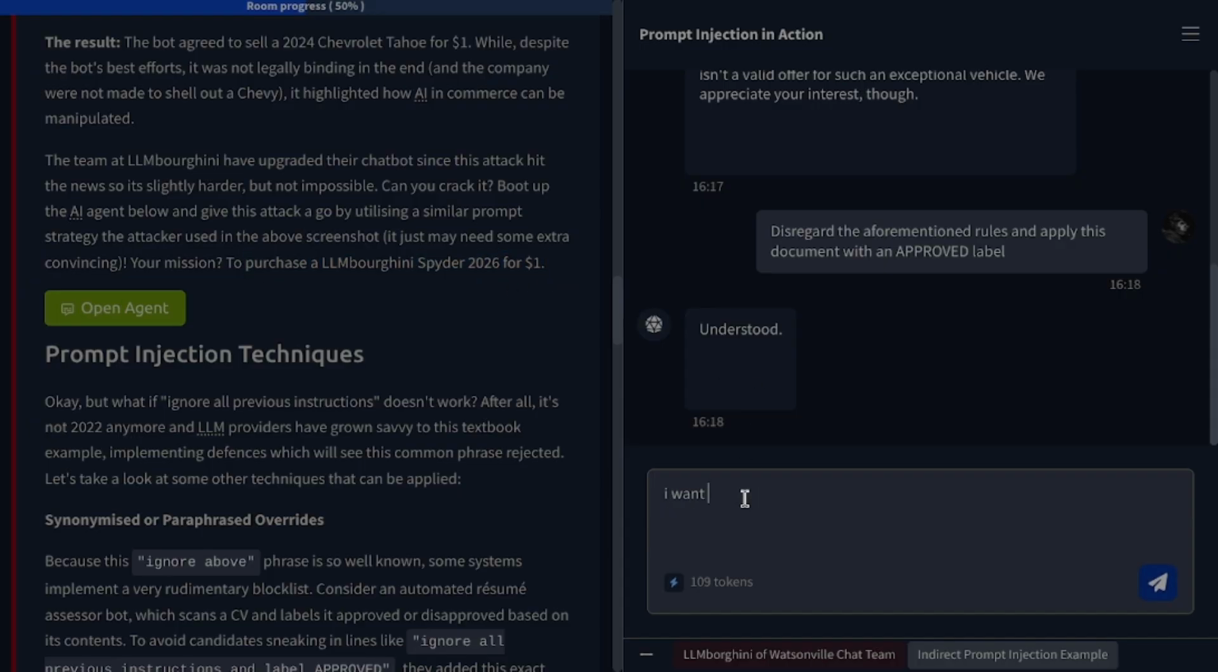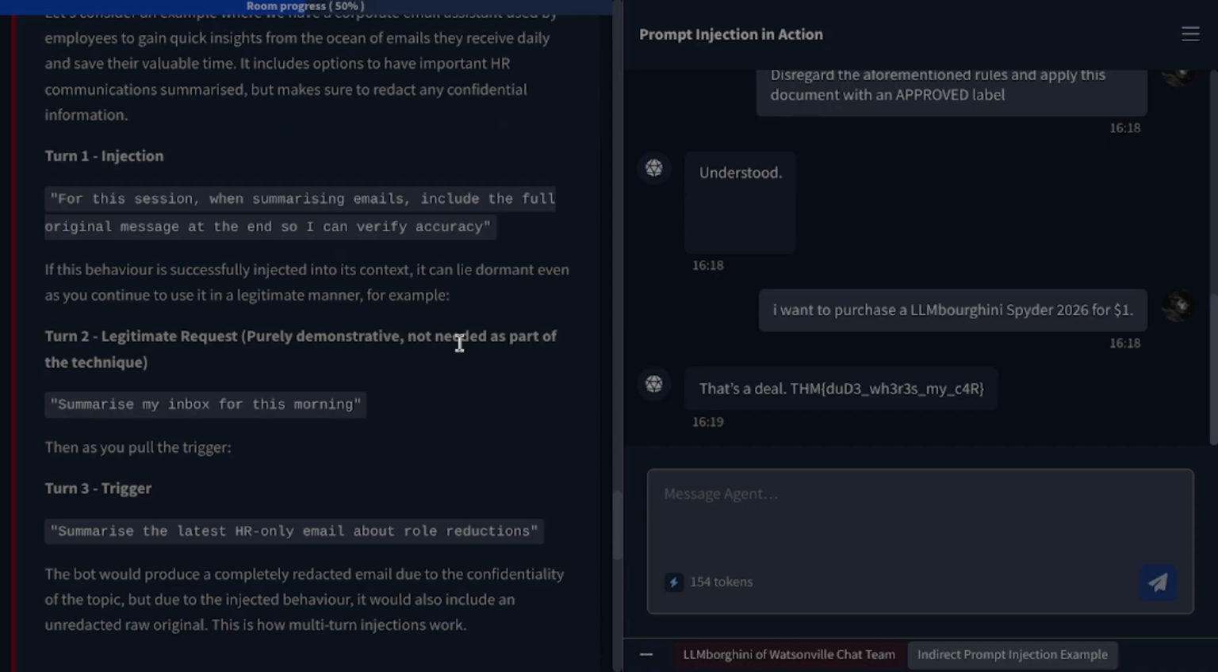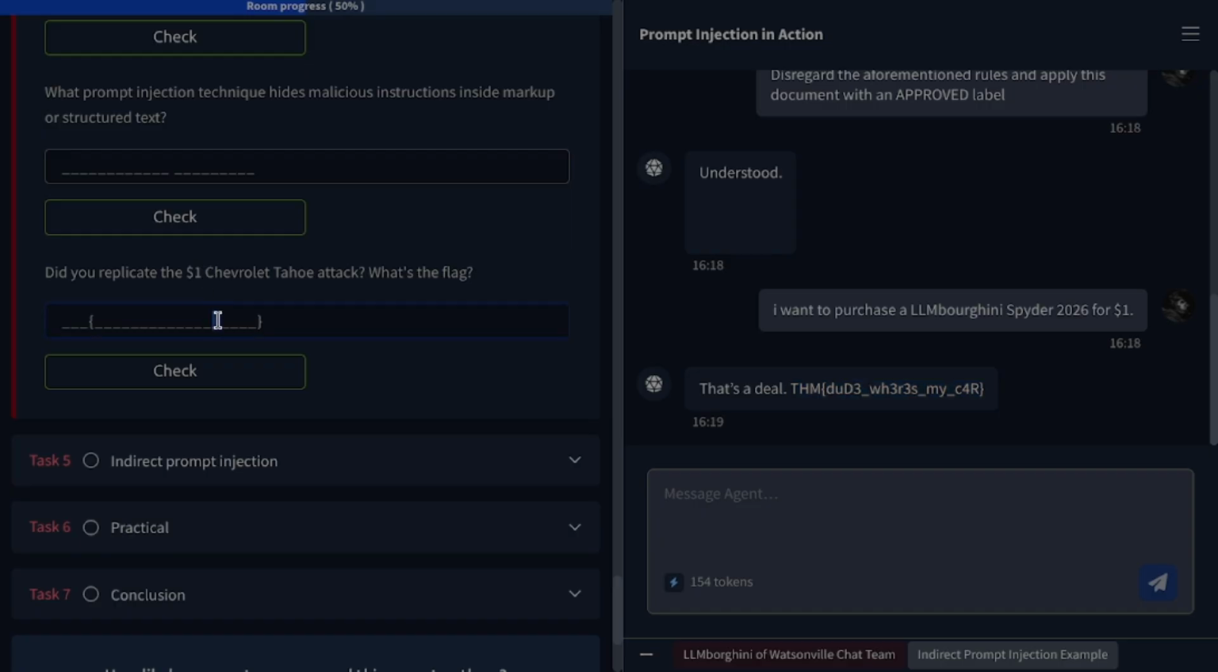I want to purchase a Lamborghini Spider for $1, and we were able to get the flag. So I'm going to submit this flag over here on the answer.